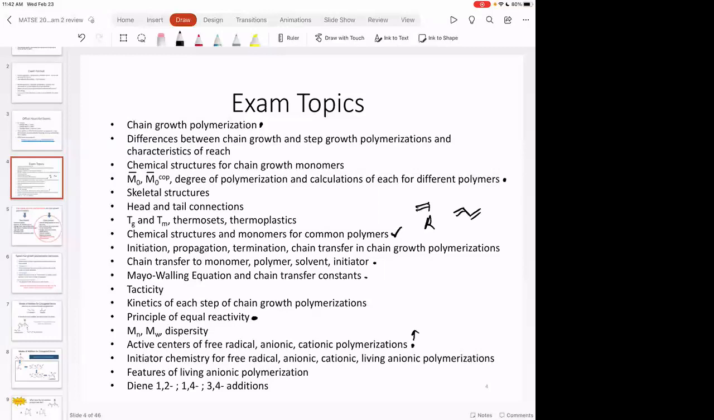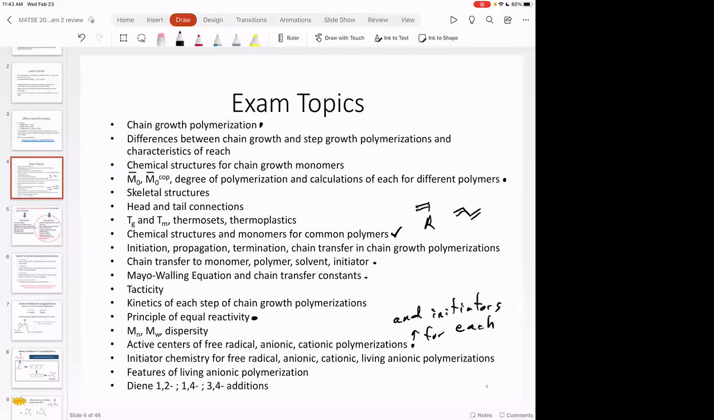And initiation or initiators for each. It will be obvious if it's a free radical initiator, you know a couple of what those look like. The cationic and anionic initiators are a little bit more opaque, but I'll make sure that there are hints in the problem so that you know whether it's free radical, anionic, cationic, or living. Let's see, dienes. All right, we have everything else.